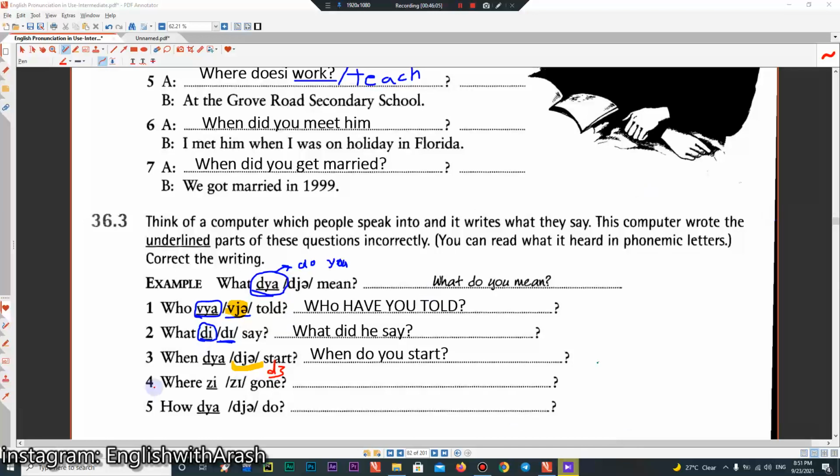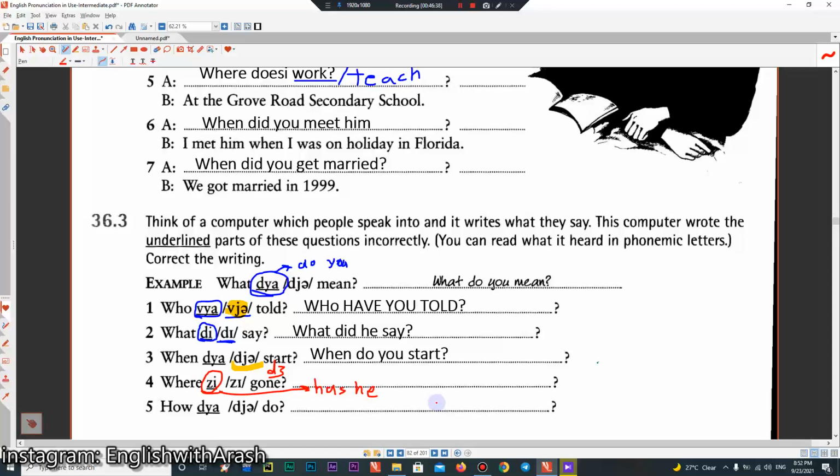And number 4, where's the gun? What does it mean? Where's the gun? Good Puyan. Where has he gone? It is has he, but it's so fast. This is where's the gun? No, he also says has he, okay.